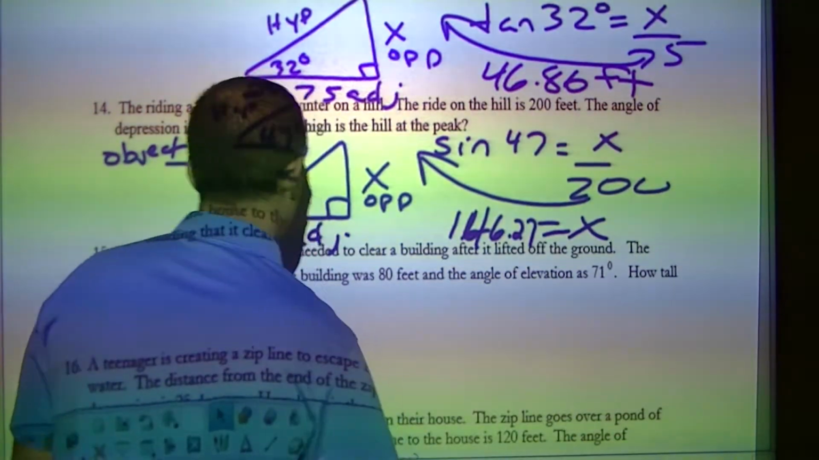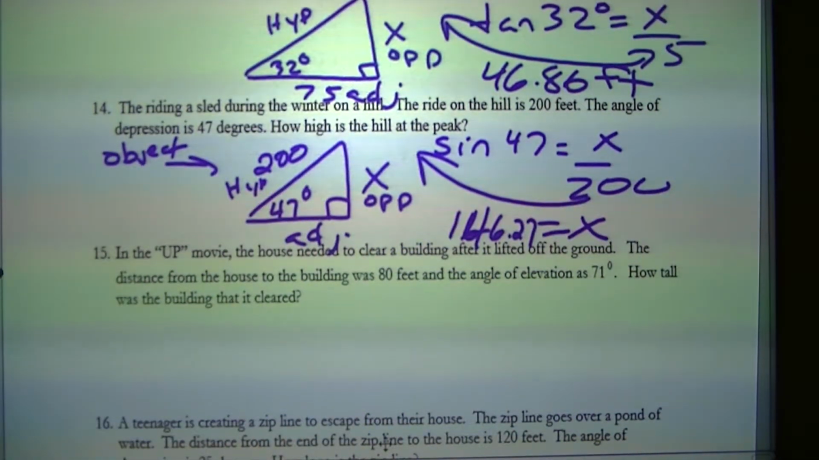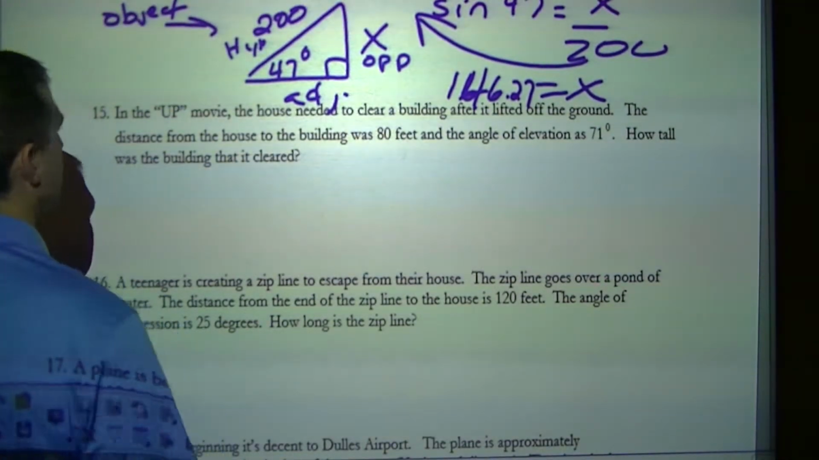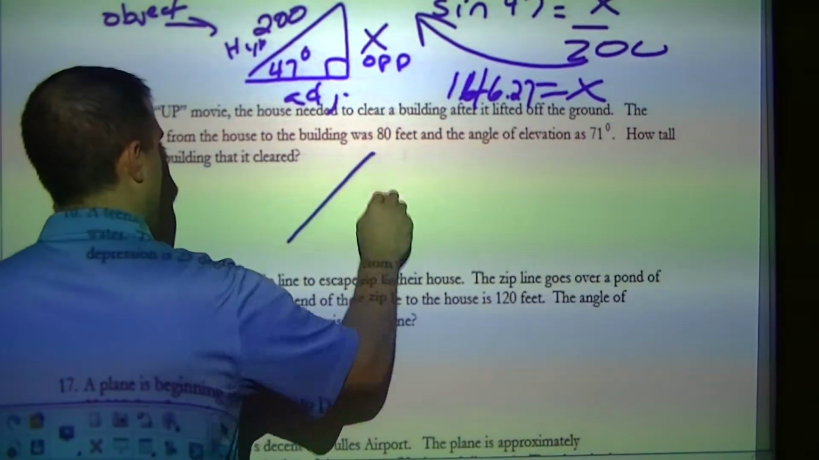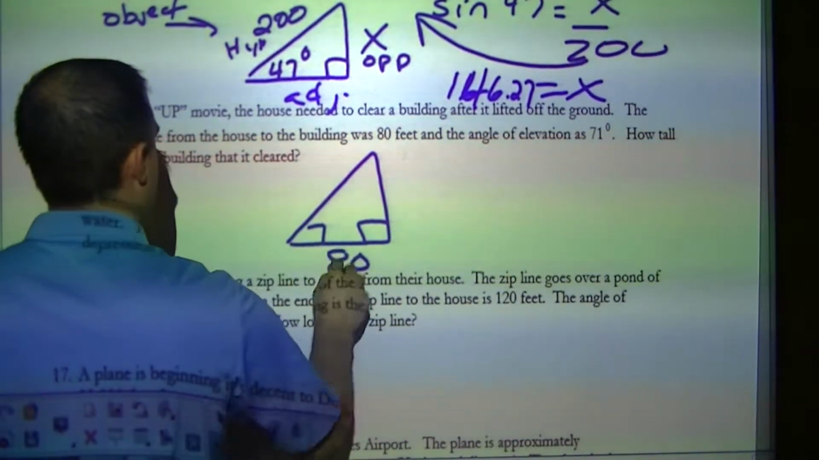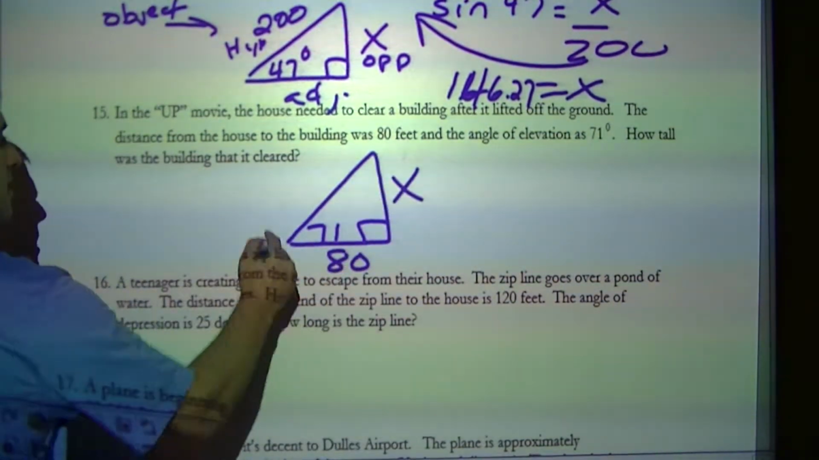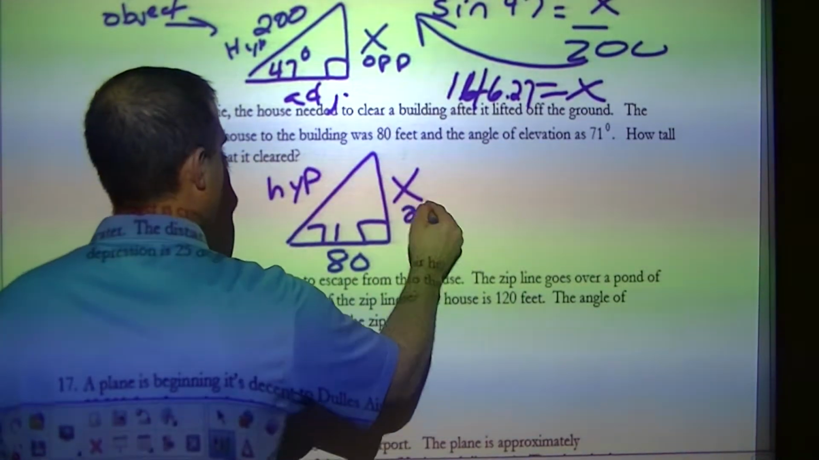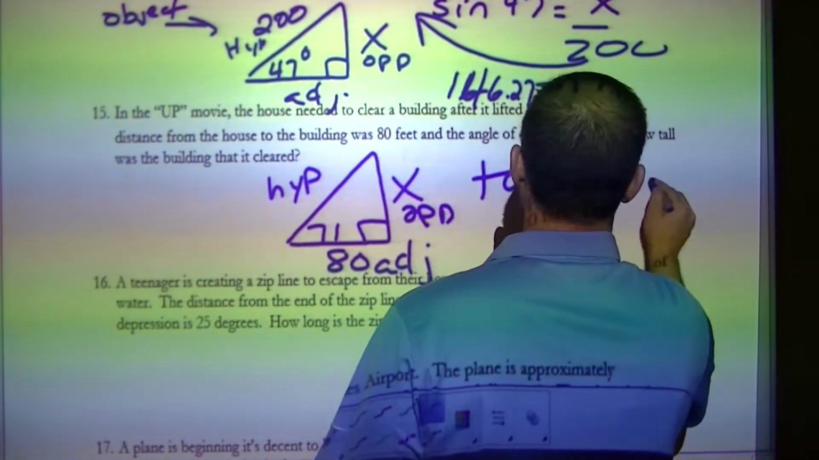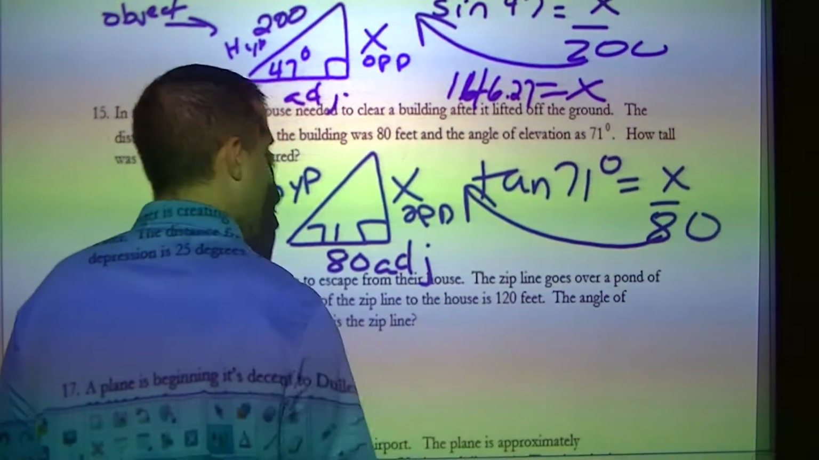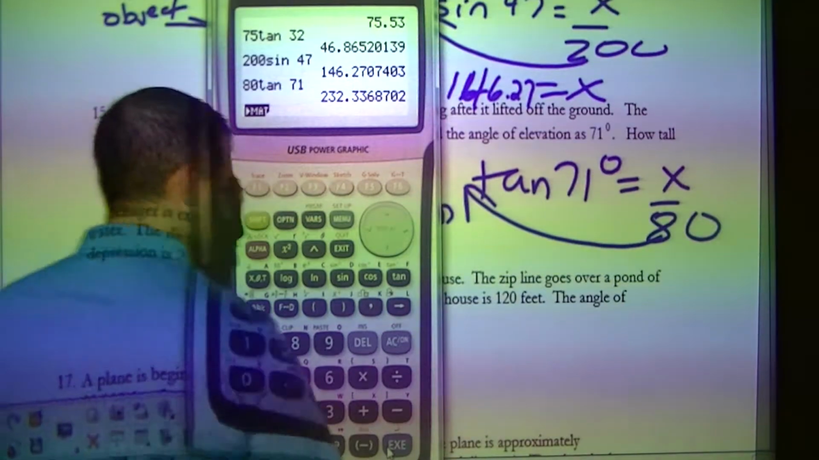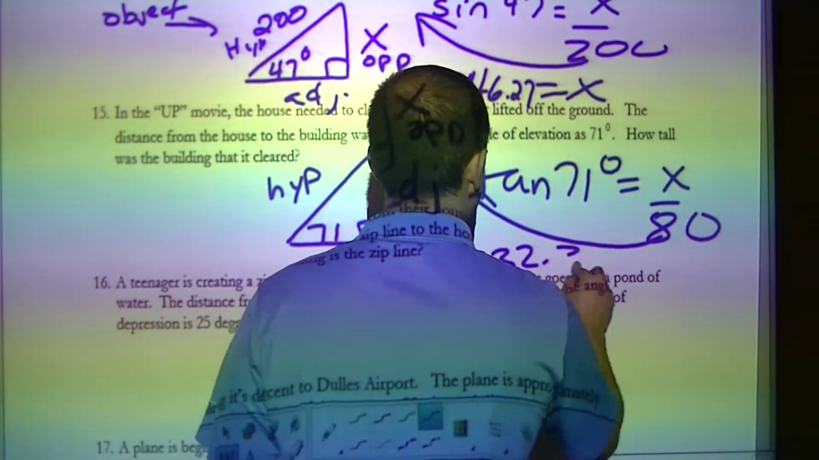In the movie Up, the house needed to clear the building after it lifted off the ground. The distance from the house to the building was 80 feet. So if I'm drawing my right angle, that's that distance. The angle of elevation is 71. How tall was the building? Once again, that's hypotenuse, opposite, adjacent. We have a tangent again. So tangent 71 equals x over 80. I'm going to move that 80 up there, so that's 80 tan of 71. I get 232.33.